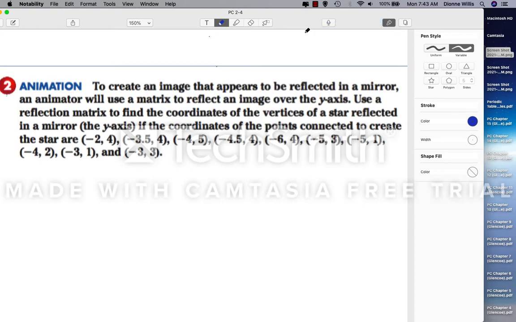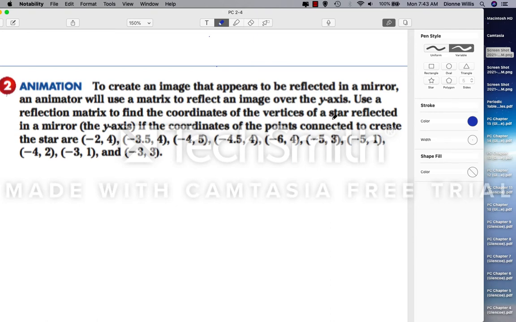Here in example 2, we're going to be creating an image by reflecting it over the y-axis. To create an image that appears to be reflected in a mirror, an animator will use a matrix to reflect an image over the y-axis. Use a reflection matrix to find the coordinates of the vertices of a star reflected in a mirror, that's the y-axis, if the coordinates of the points are connected to create a star.